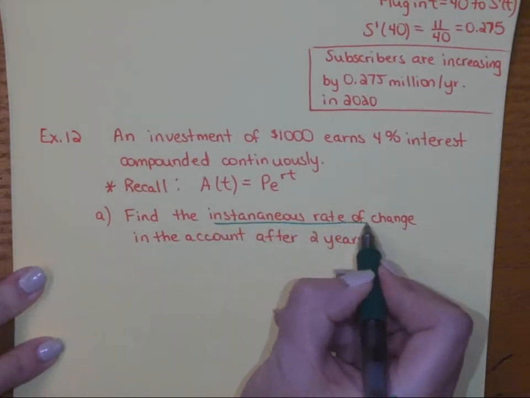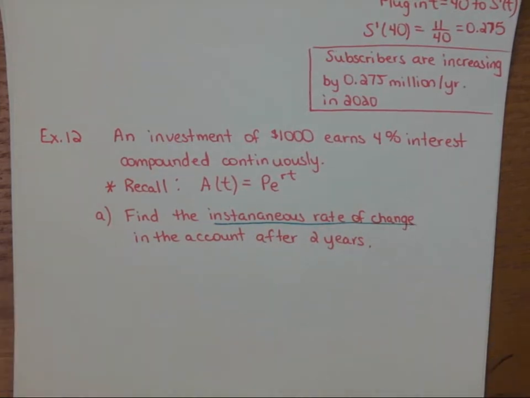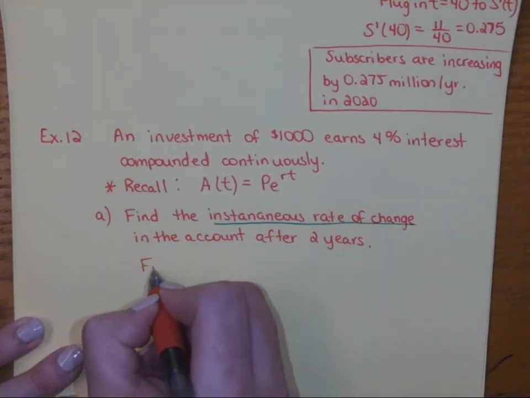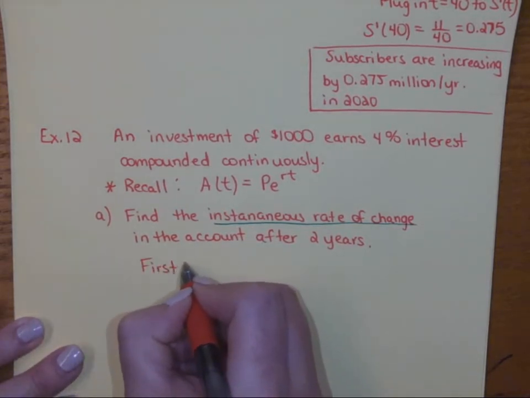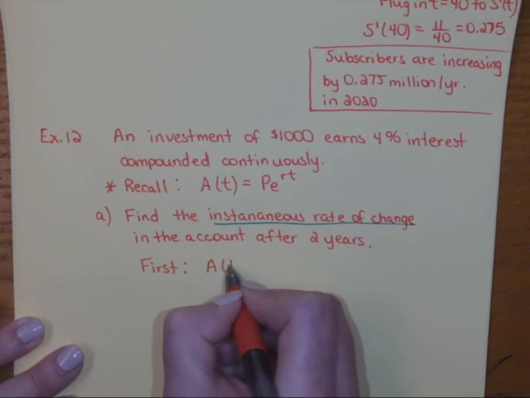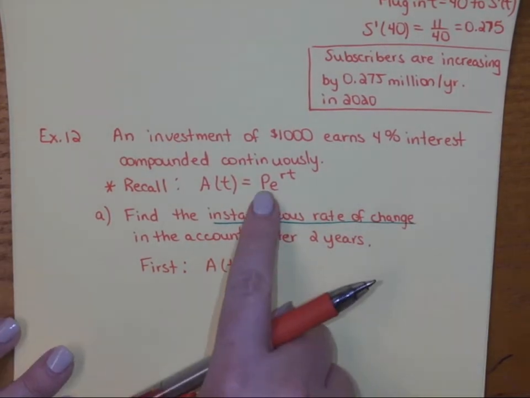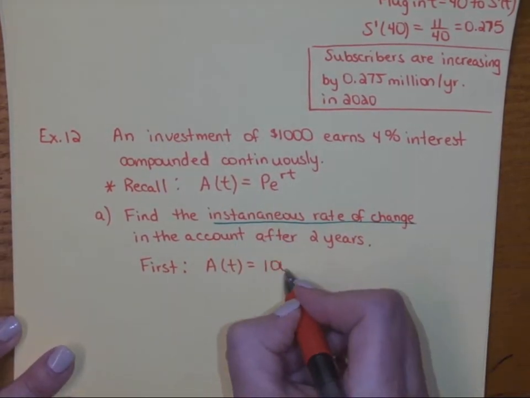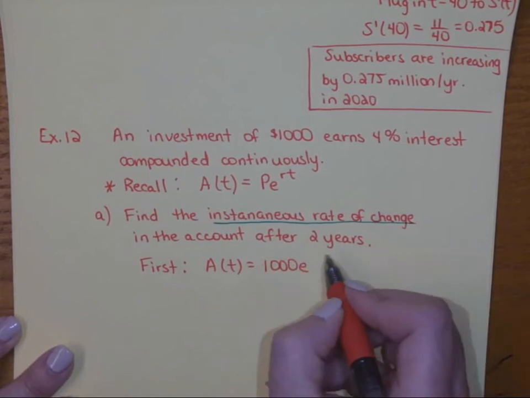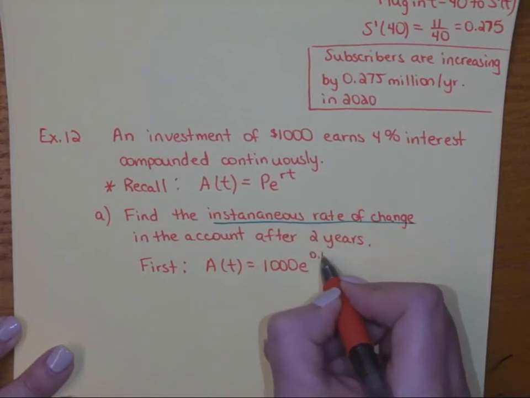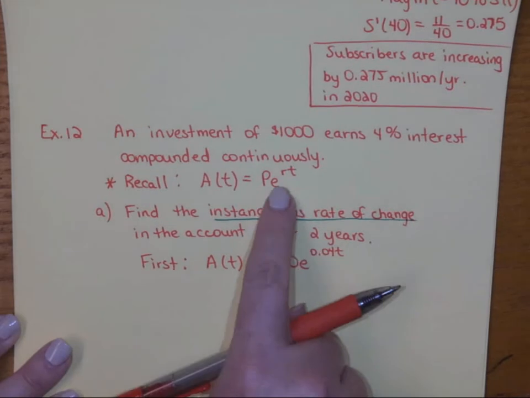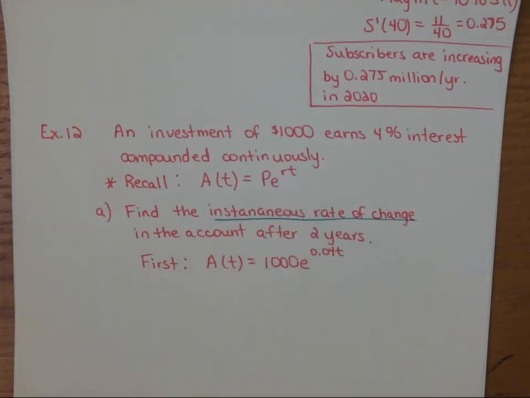So I asked for the instantaneous rate of change. Okay, so first we probably need to know what the formula looks like. So first let's come up with our formula, right? So we're going to have A of t equals, P is your starting value, so that's your principal. So it's 1,000, and then e to the 0.04t power. R stands for rate, so we're getting 4%. That's where I got the 0.04 at.